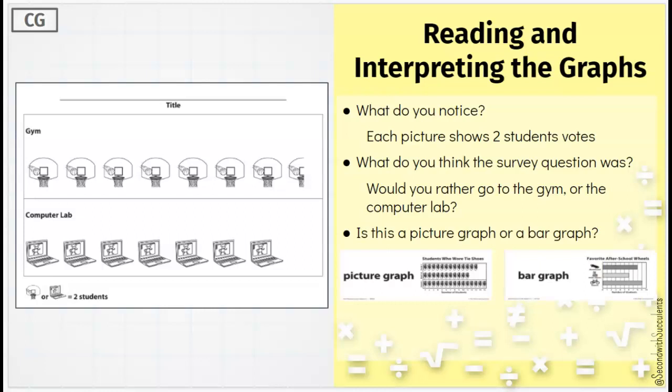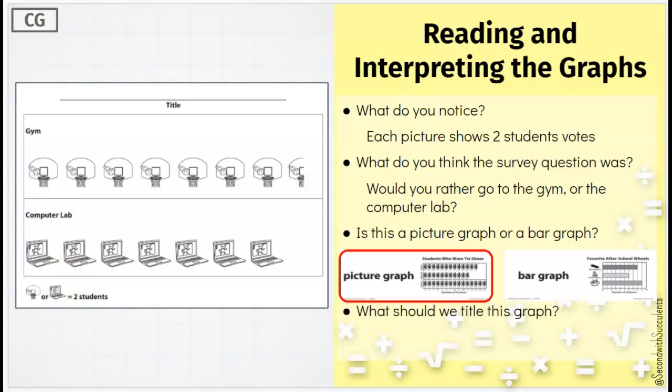Now, as you look at this graph, I want you to think, is this a picture graph or a bar graph? Remember, a picture graph gives us information with pictures. A bar graph gives us information by filling in sections of the graph. What do you think this one is? Show a connection if you're thinking this is a picture graph. Yeah, exactly. This is a picture graph because the pictures represent our choices or votes.